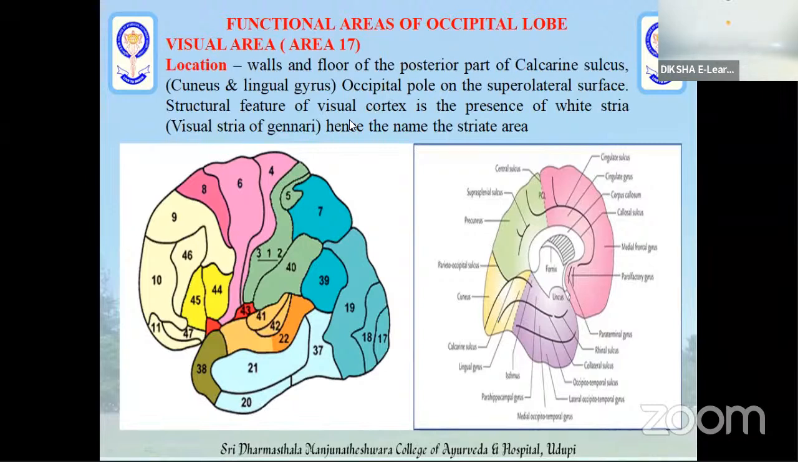The structural feature of the visual cortex is the presence of white striae, and hence it is called the striate area. Not only that, in the occipital pole also: there are three poles in the cerebrum, the frontal pole, occipital pole, and temporal pole. In the occipital pole also, the visual area will be there.